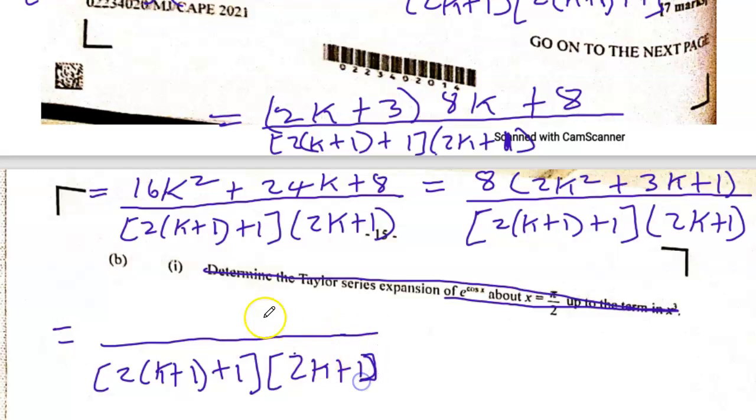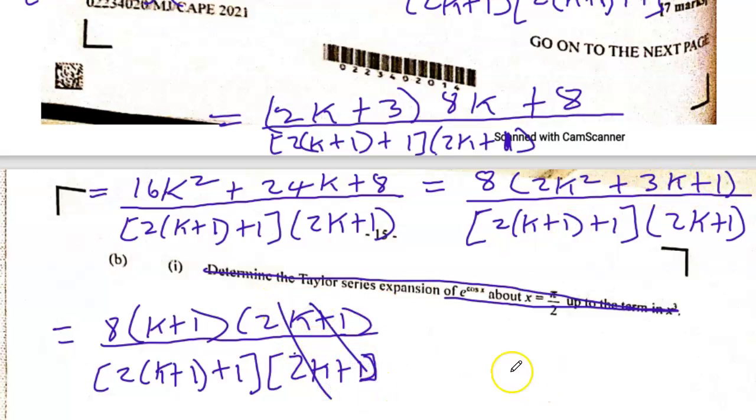Alright, in the numerator now is a quadratic. I can factorize. So the factors obviously will be k plus 1 and 2k plus 1. So the numerator you can factorize by itself. You end up with that. Notice 2k plus 1 into itself, that's 0. So we are left with 8.